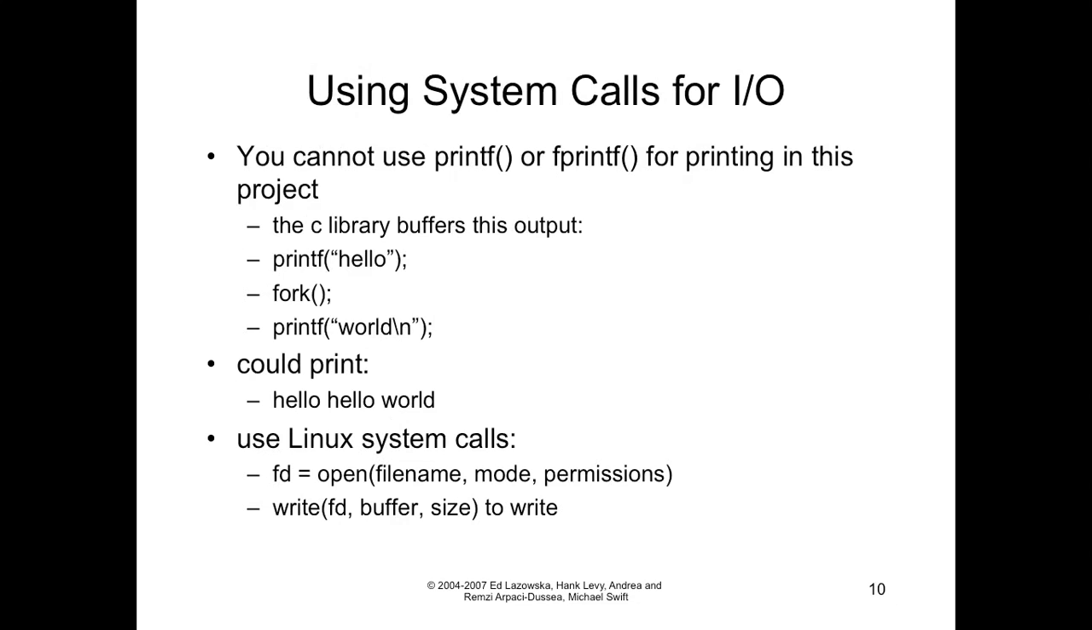So what you will want to do is create your own buffer to do formatting. Instead of calling printf, you can call sprintf. S means print to a string. Printf means print to standard output. Fprintf is print to a file. Sprintf is print to a string.